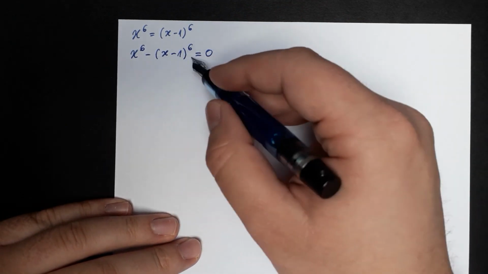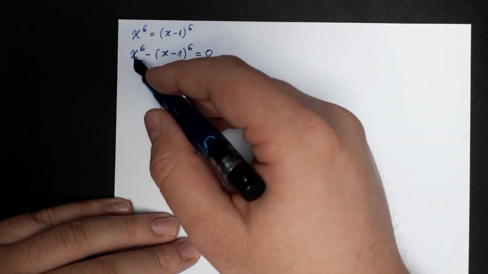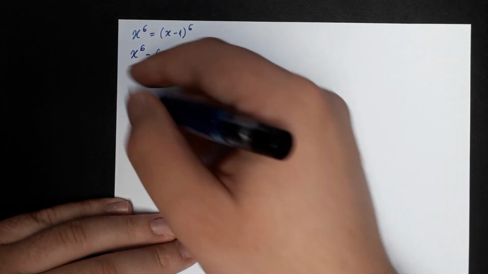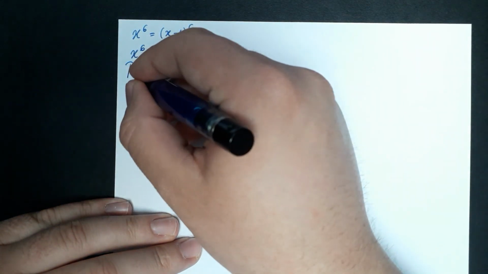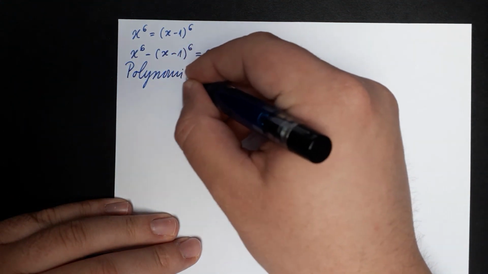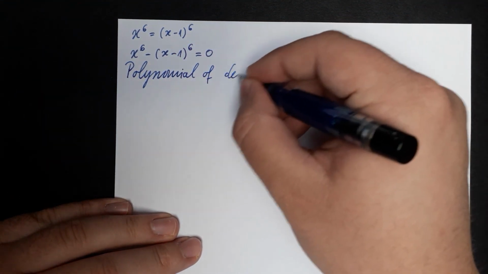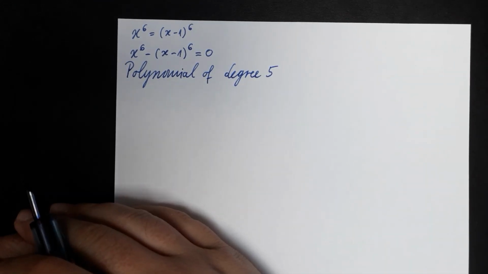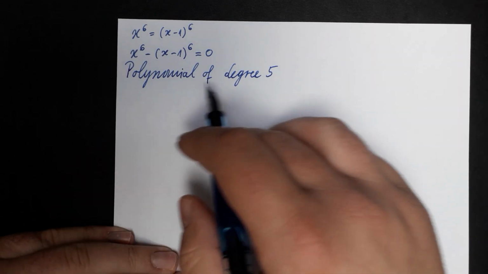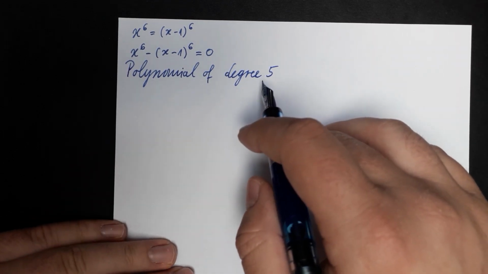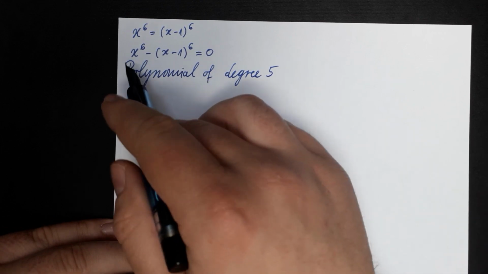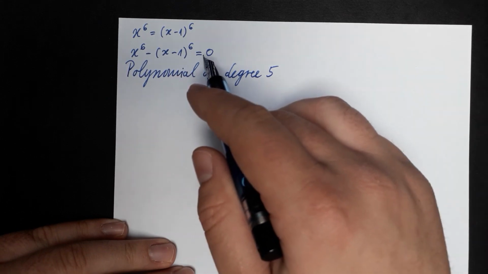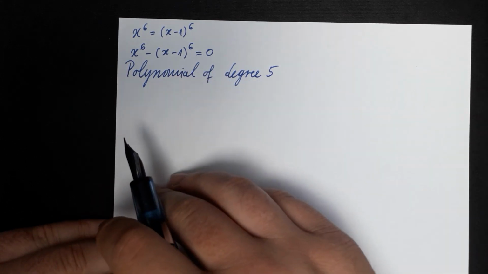Now, when we expand (x minus 1) to the power 6, we see that x to the power 6 and x to the power 6 are going to cancel out. So we are left with a polynomial of degree 5. According to the fundamental theorem of algebra, for a polynomial of degree 5, we expect it to have 5 roots. That means that this equation, x to the power 6 minus (x minus 1) to the power 6 equals 0, is going to have 5 solutions.